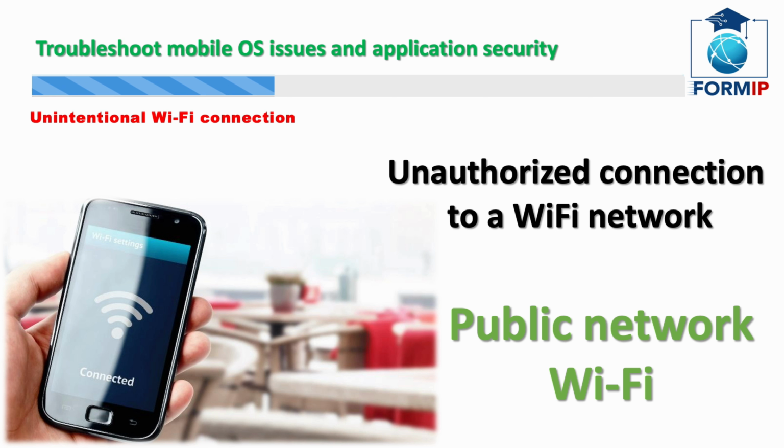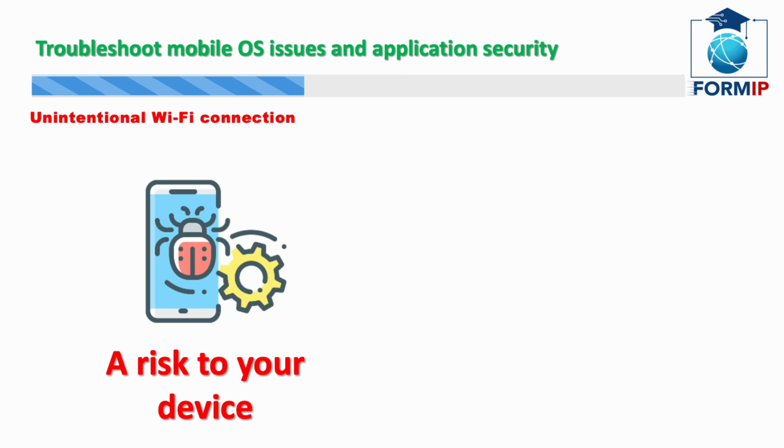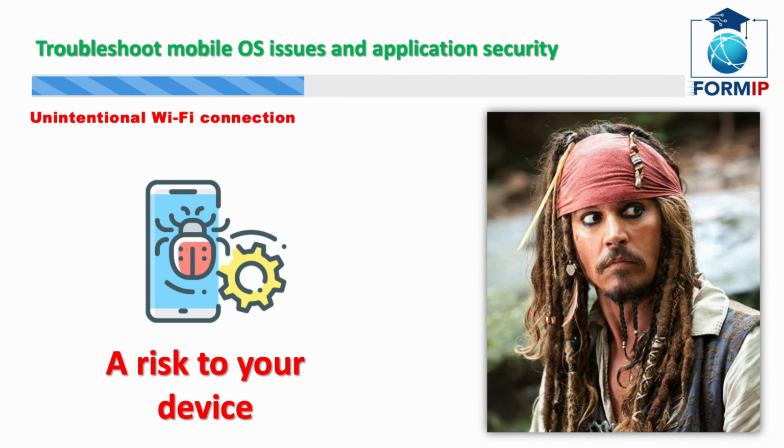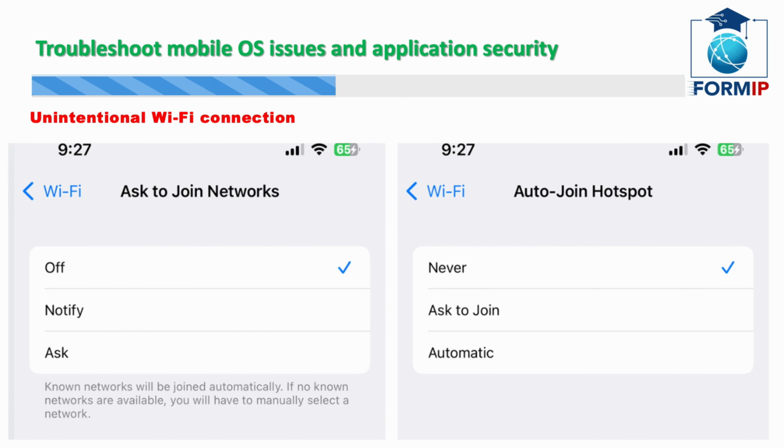And usually, public Wi-Fi allows mobile devices to connect to it automatically, which is a risk to your device, because these Wi-Fi networks are not at all secure connections. And it can even be a trap of a malicious person, who can also be called a pirate. That's why you need to make sure that this feature is disabled by default on your mobile device.